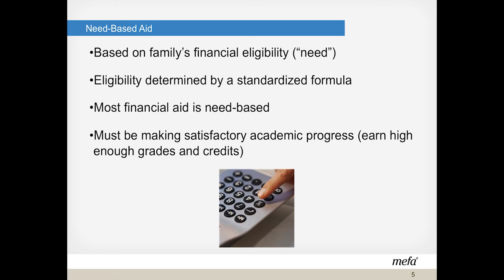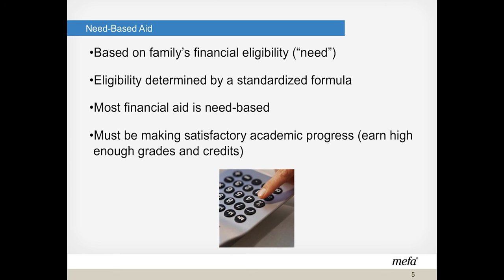The second main category of financial aid is need-based aid, and this is the main type of financial aid. It is financial aid given to a family based on their financial eligibility. The family will fill out financial aid applications, and once the family fills out those applications, the college will decide how much that family needs to help them pay for school. A family's eligibility is based on one formula. There's a formula that every school in the country uses, and this formula determines how much financial aid each student is eligible to receive from a college or university.